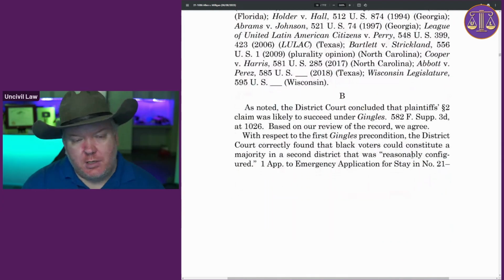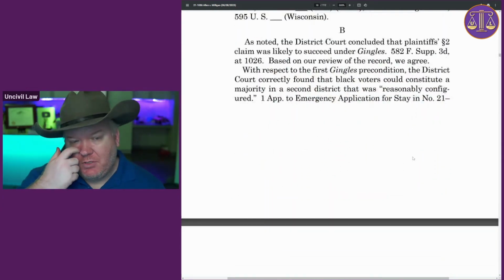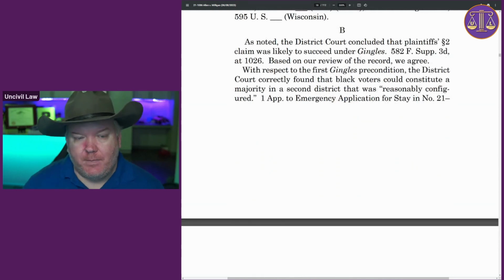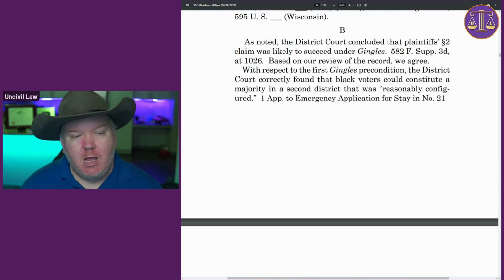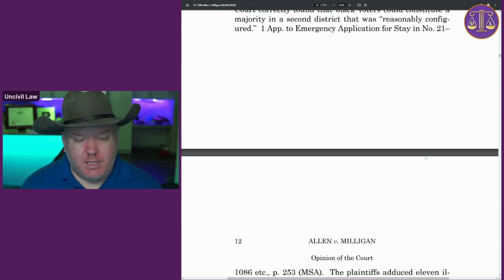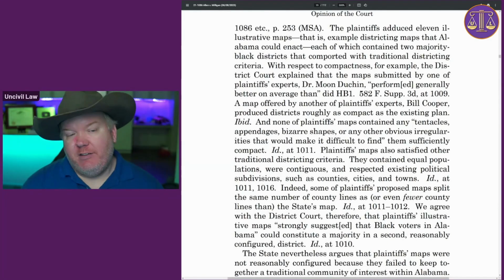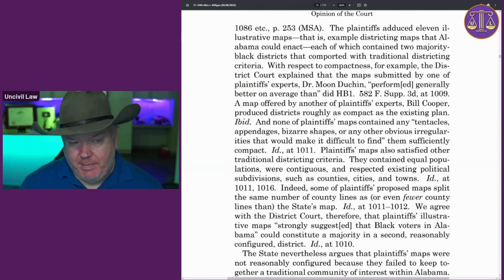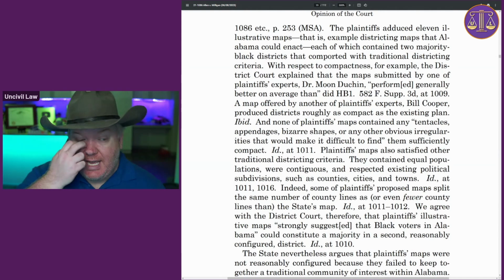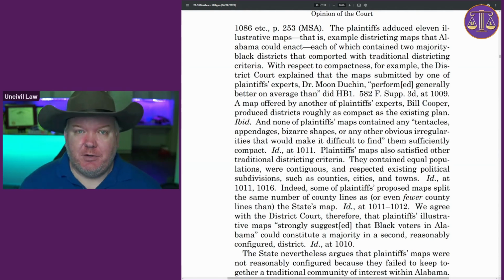As noted, the district court concluded the plaintiff's claim was likely to succeed under the relevant law. Based on a review, we agree. With respect to the first precondition, the district court correctly found that black voters could constitute a majority in a second district that would be reasonably configured. The plaintiffs adduced 11 illustrative maps, that is, district-making maps that Alabama could enact, each of which contained two majority districts that comported with traditional districting criteria. So yes, it can be done. Here are 11 examples that prove the point. Fine.